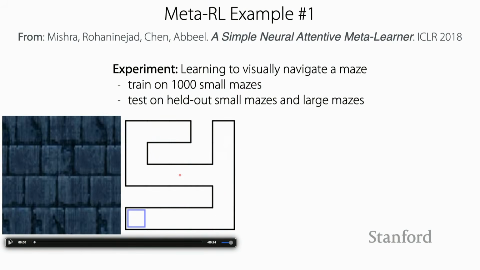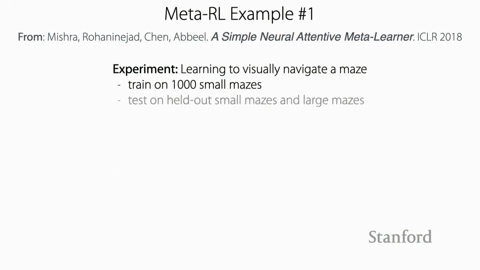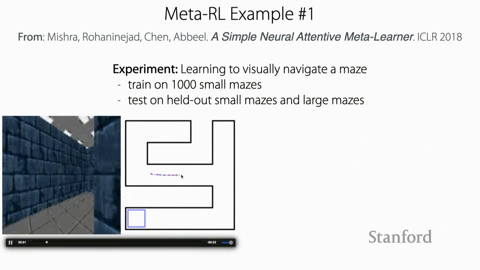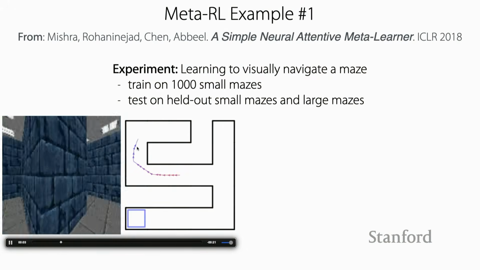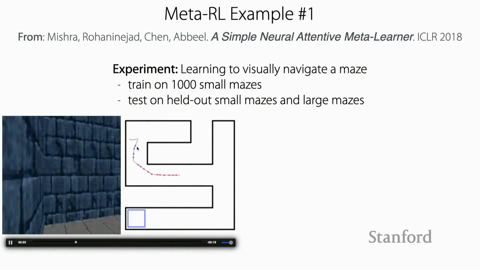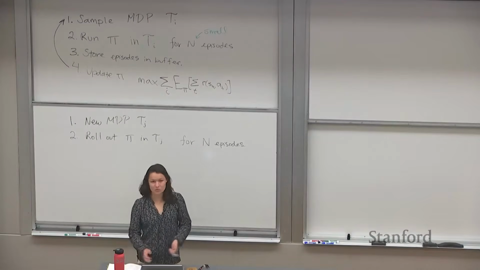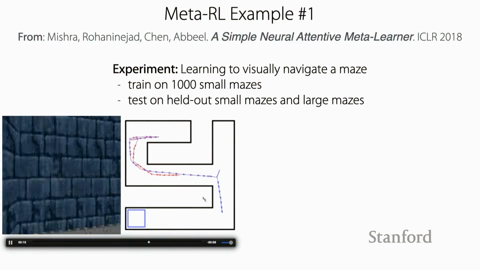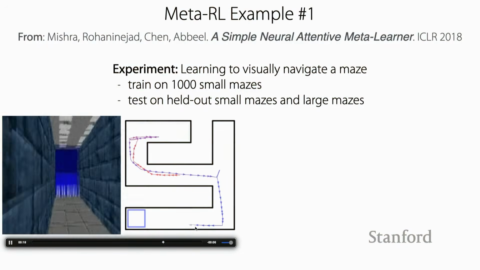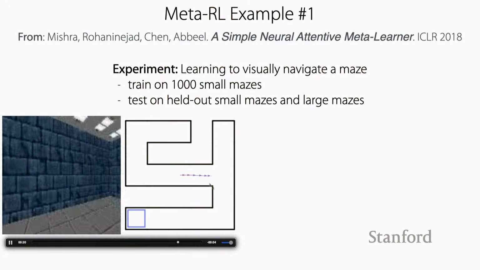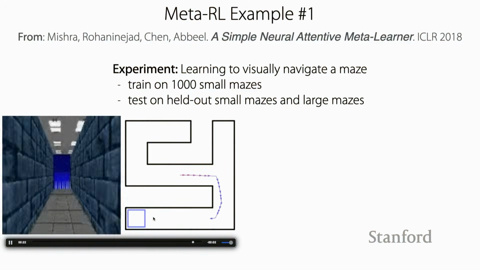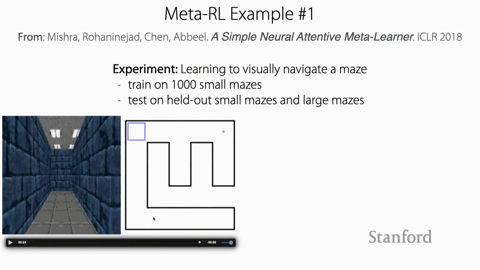Watching that again. This is the first episode of rolling out this policy. It's choosing to explore because it doesn't know where the goal is in this maze. It also doesn't know the layout of the maze. And so we see it explore here. And then in the second episode, it chooses to go straight to the goal because it decided that it already explored the extent of the maze.